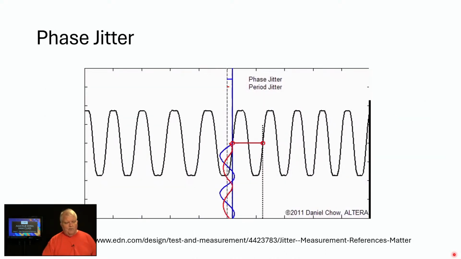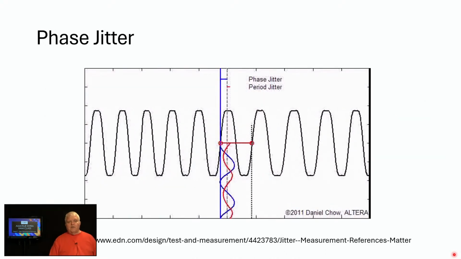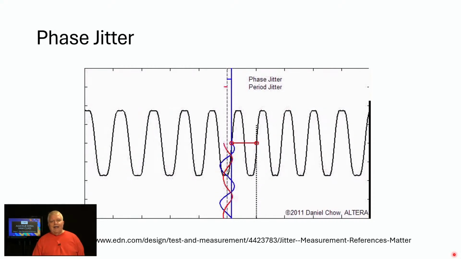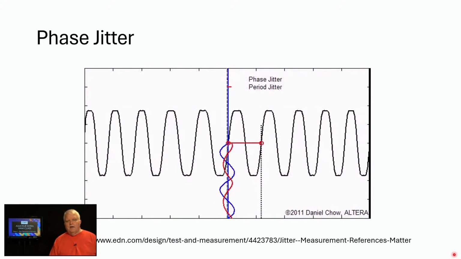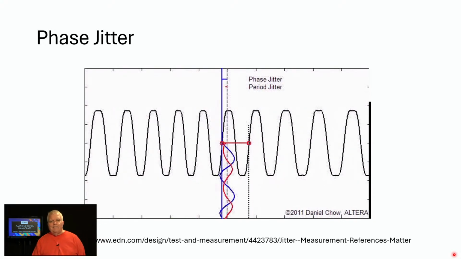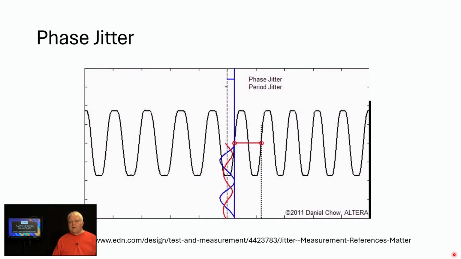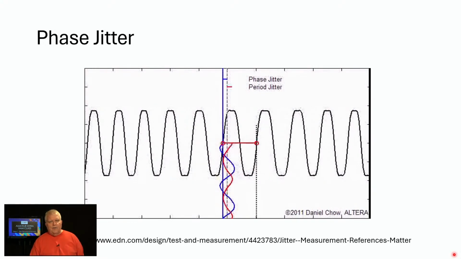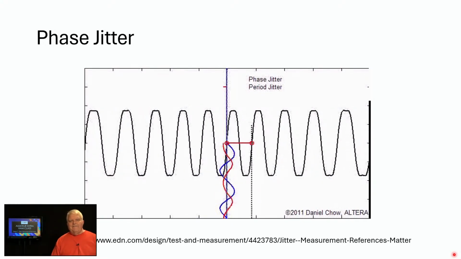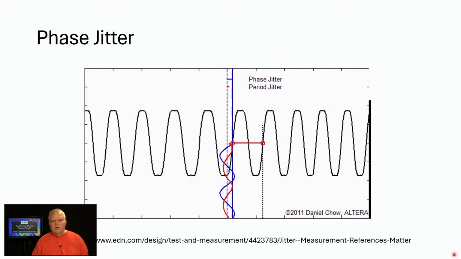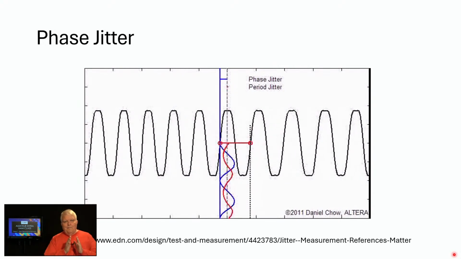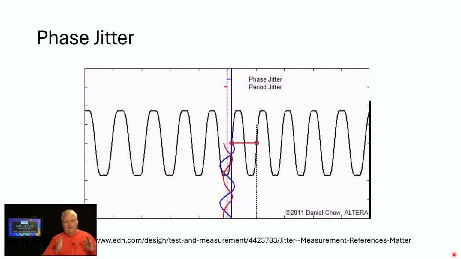Well, I like this graph better. So here's a sine wave, but it has phase jitter. Its frequency is slightly varying. Maybe the power supply filtering is not great, or something is going on, and that phase jitter widens the bandwidth of this signal.